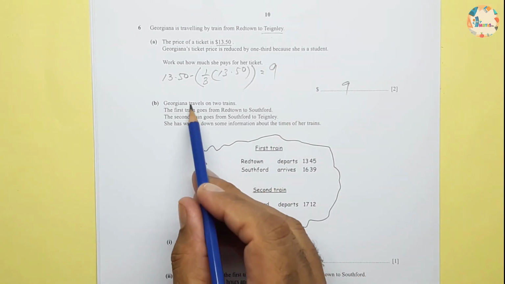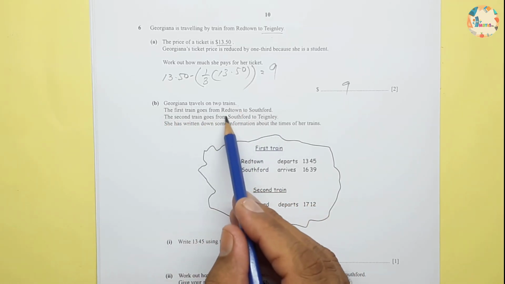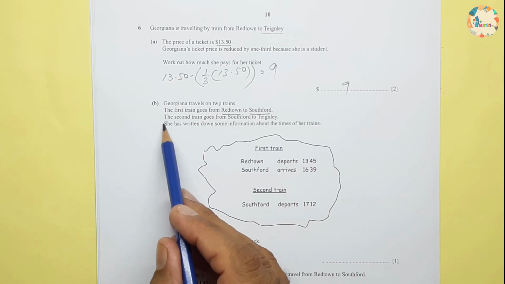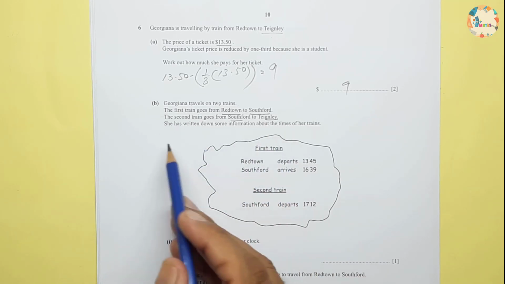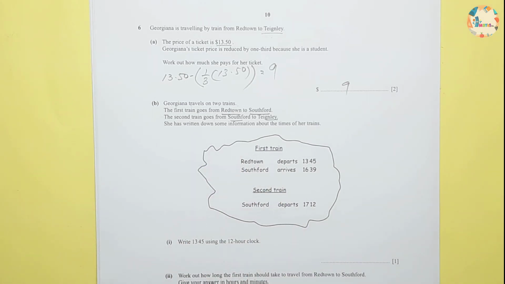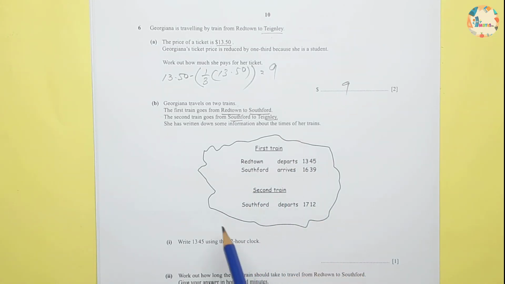B part, she travels on 2 trains. The first train goes from Redtown to Southford. The second train goes from Southford to Dagenham. She has written down some information about the times of her trains. This is the information. Write this one using 12 hours. So this minus 12 will be 1 hour and 45 minutes. We can write like this.